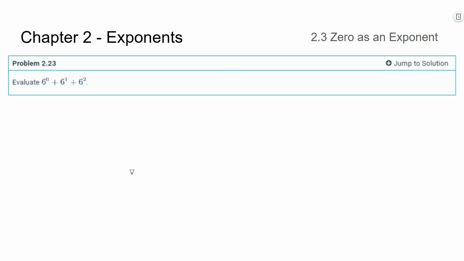All right, there's really no trick to this one. So 6 to the 0 is going to be 1. 6 to the 1 is going to be 6. 6 squared is 36. Add them all up, and you get 43.